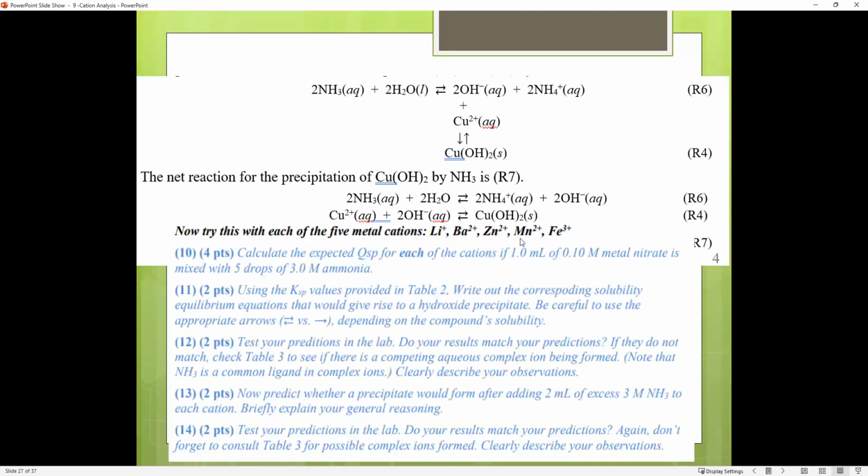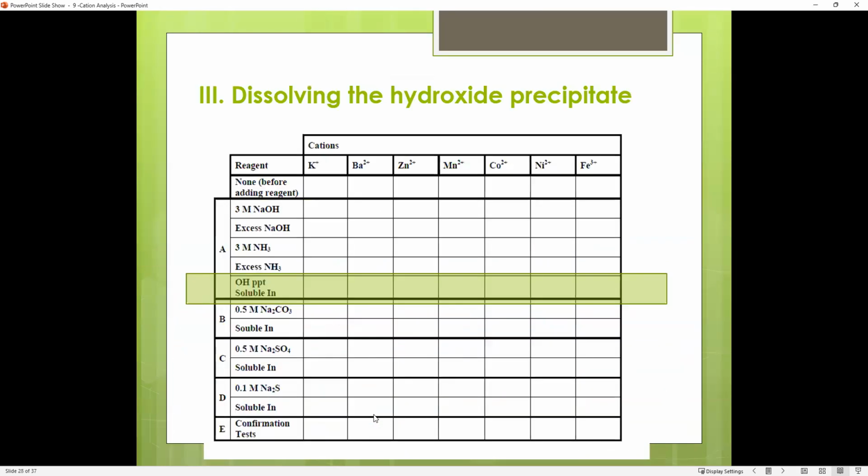So same thing with the ammonia. You have a lower concentration of OH. You're going to calculate the QSP. The same thing, just with that smaller concentration, you need to do the M1V1 equals M2V2, then compare with the KSP, test your predictions, do the calculations again. If you add 2 mL of excess, so new M1V1 equals M2V2, the metal you already know from the first part, you just need that hydroxide from the ammonia for the second part, and again, test your predictions.